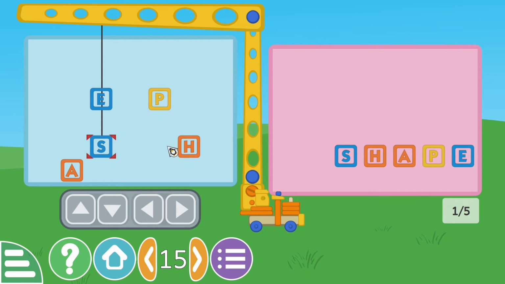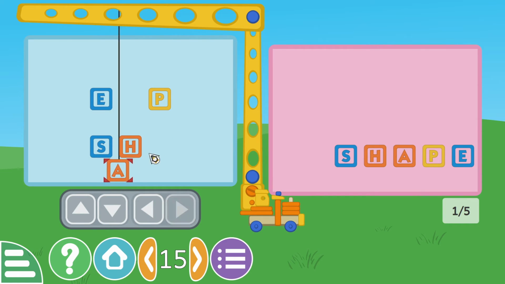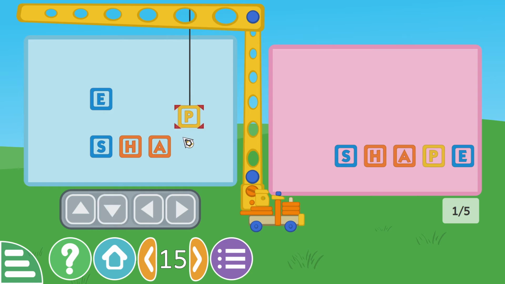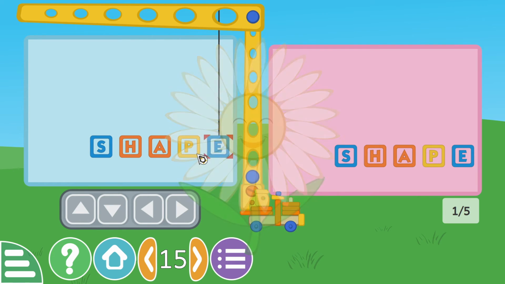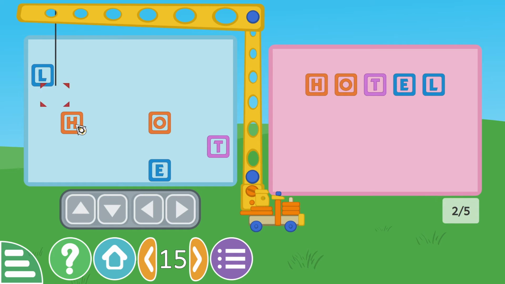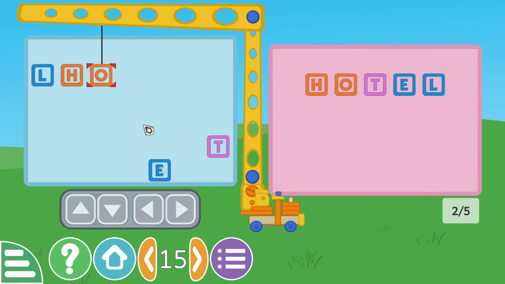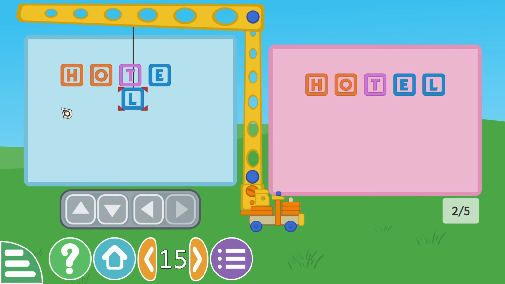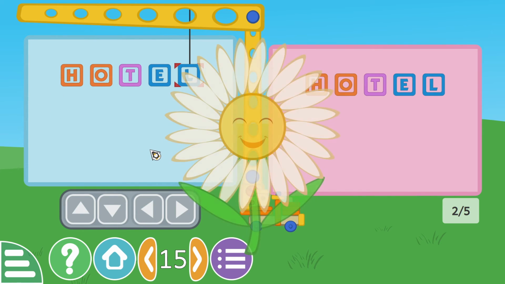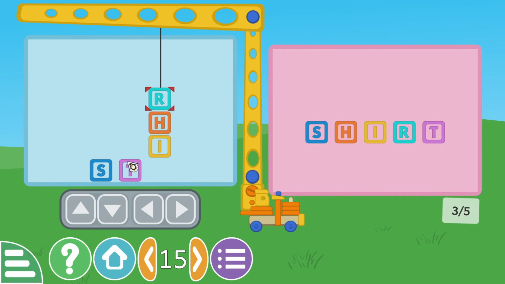Shape. So a few different shapes are squares, circles, rectangles, triangles. There's ways to describe different shapes of things. A hotel is a place where people stay sometimes. So if we were traveling and we wanted a bed to sleep on, we'd stop at a hotel. A shirt is a piece of clothing.